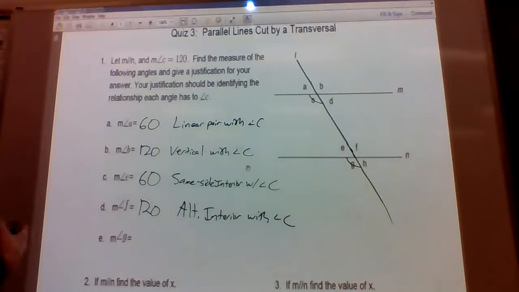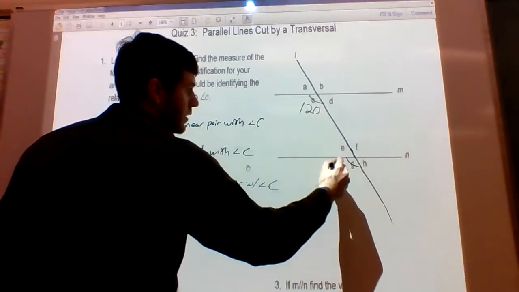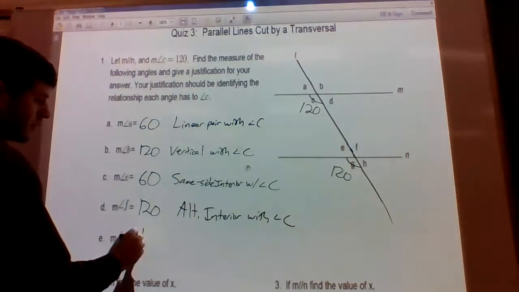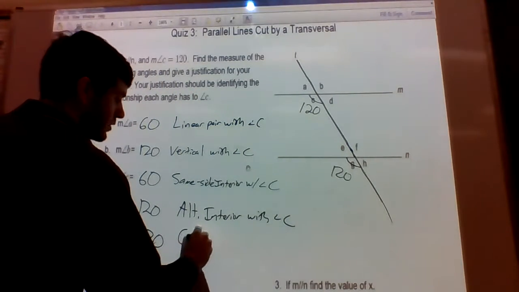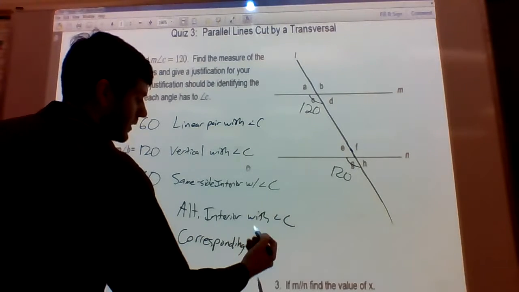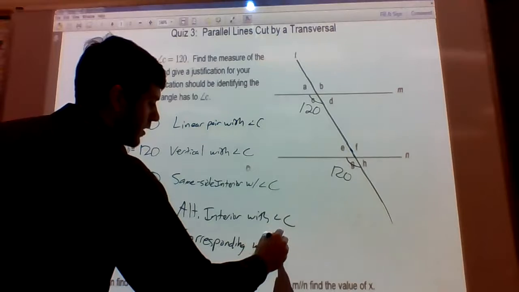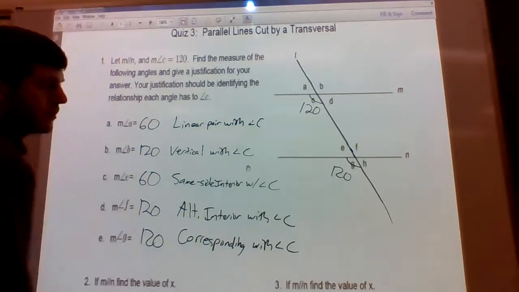So angle C and angle G are corresponding angles. What do we know about corresponding angles? We know they are congruent. So if the measure of angle C is 120, the measure of angle G is also going to be 120. And the reason is that angle G is corresponding with angle C.